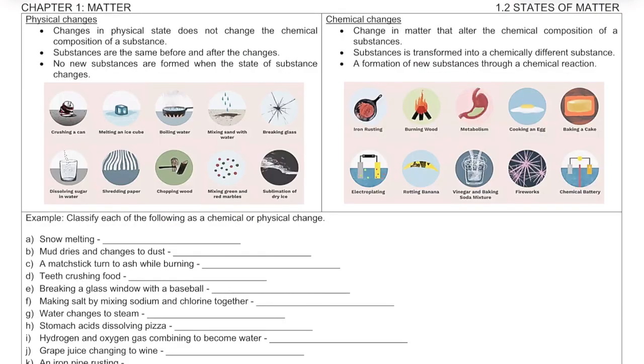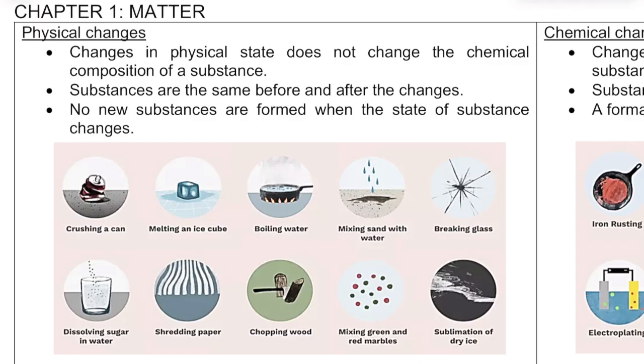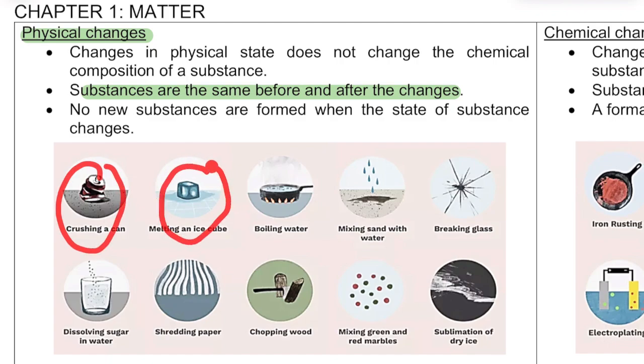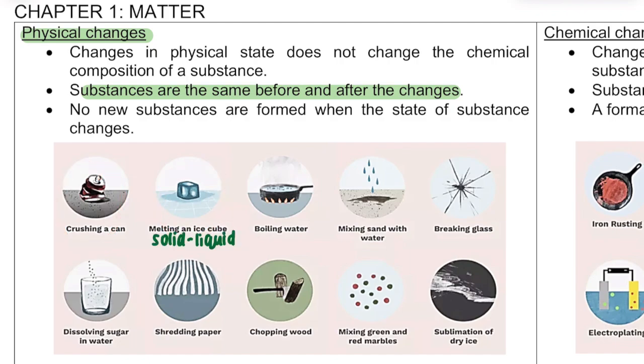Now on page 5, we're going to learn about the physical and chemical changes. So what is the difference between these two? For physical changes, these changes in physical state do not change the chemical composition, and the substance is the same before and after the changes. For example, we have here crushing a can, melting an ice cube. Melting is from solid to liquid, but at the end, it's still water. Next is boiling water. It is a change of state from liquid to gas.